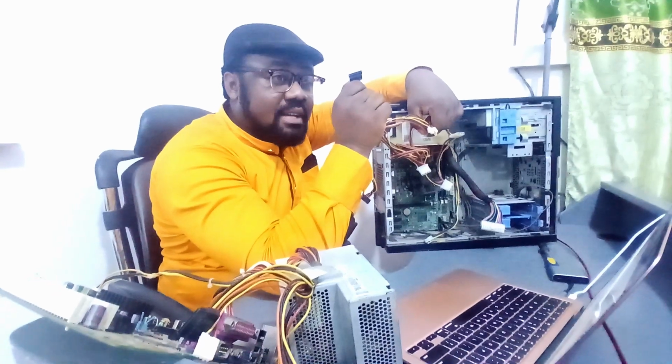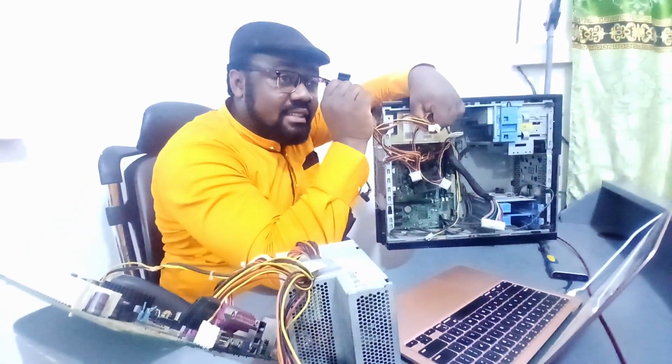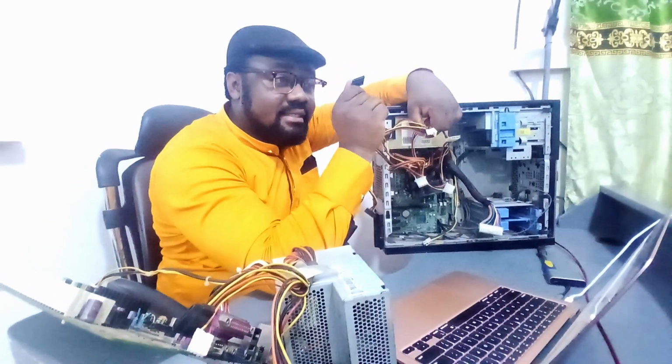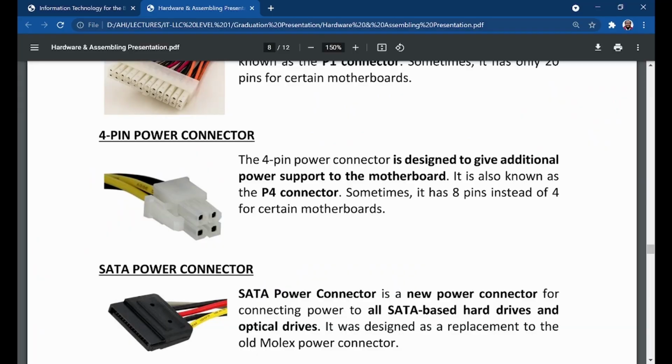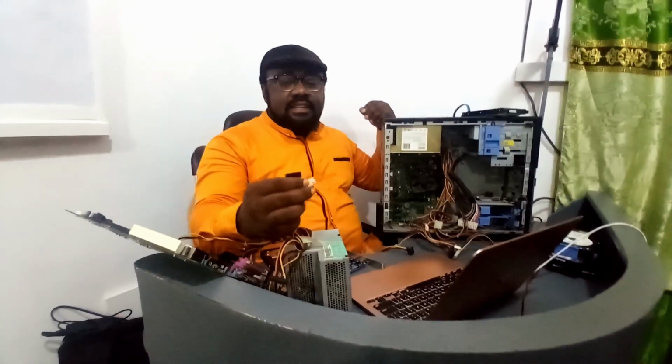Hello. Have you seen how it looks like? When you see it, will you recognize it? Okay, so I'm going to show you what this one does. Are you with me? Have you seen this connector here? Please, have you seen this?